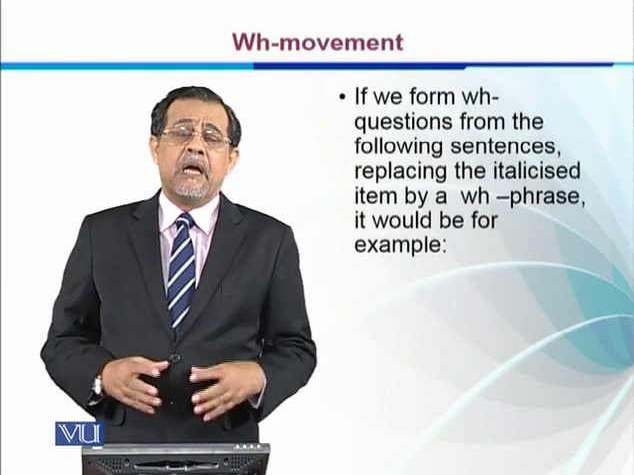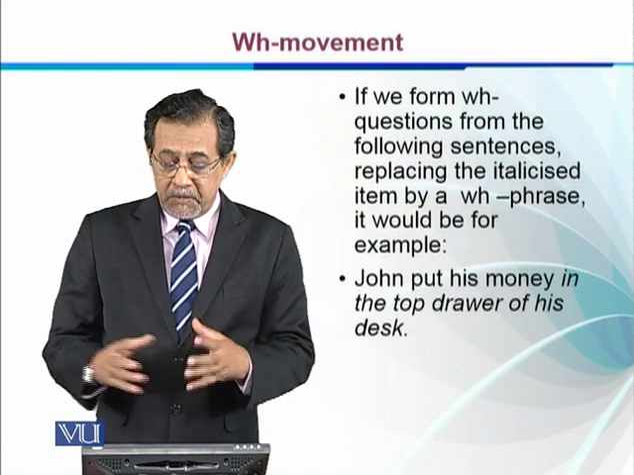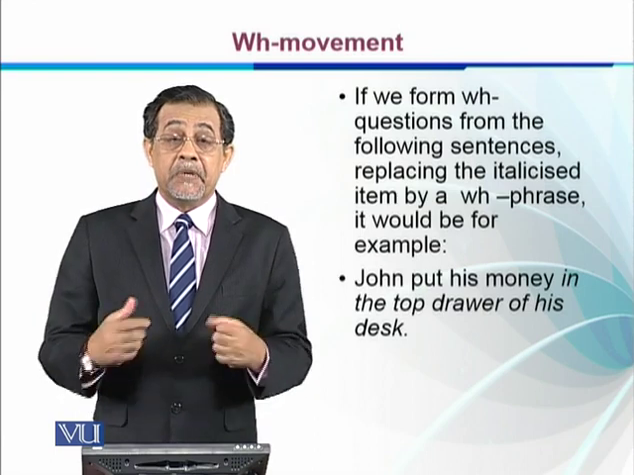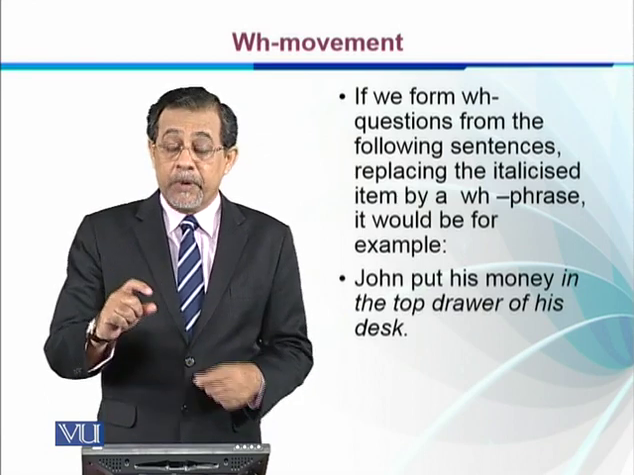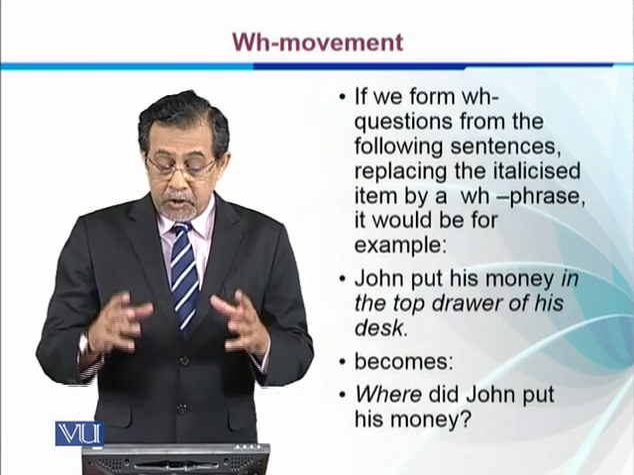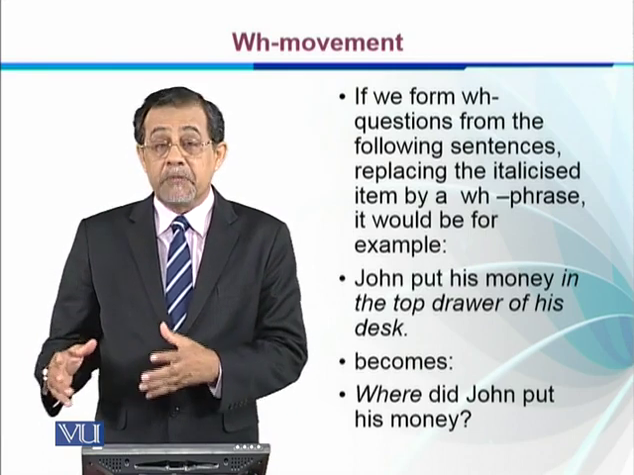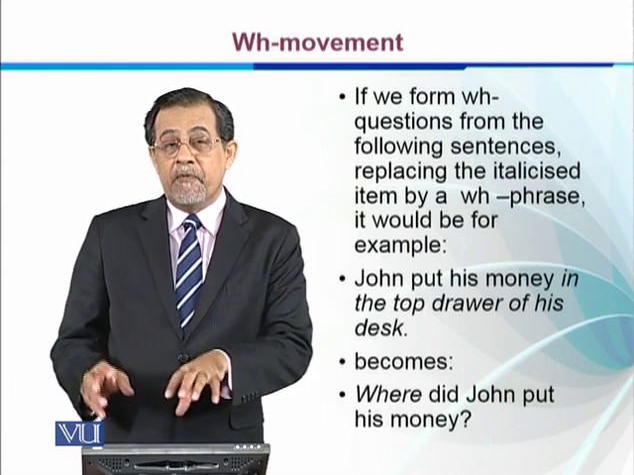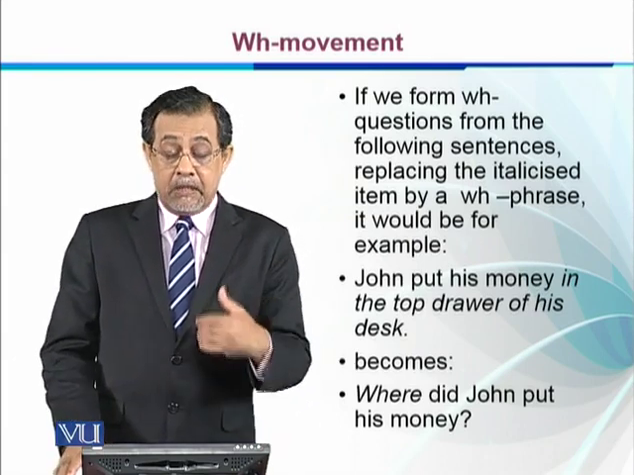Let's see how we make a WH question. For example, "John put his money in the top drawer of his desk." The italicized "in the top drawer of his desk" can be replaced with a WH word, because if we do not know where he put it, we use where. So it becomes, "Where did John put his money?" It was "John put his money where?" So where was the top drawer of his desk. So we have moved where from the end position to the initial position. This is WH movement.